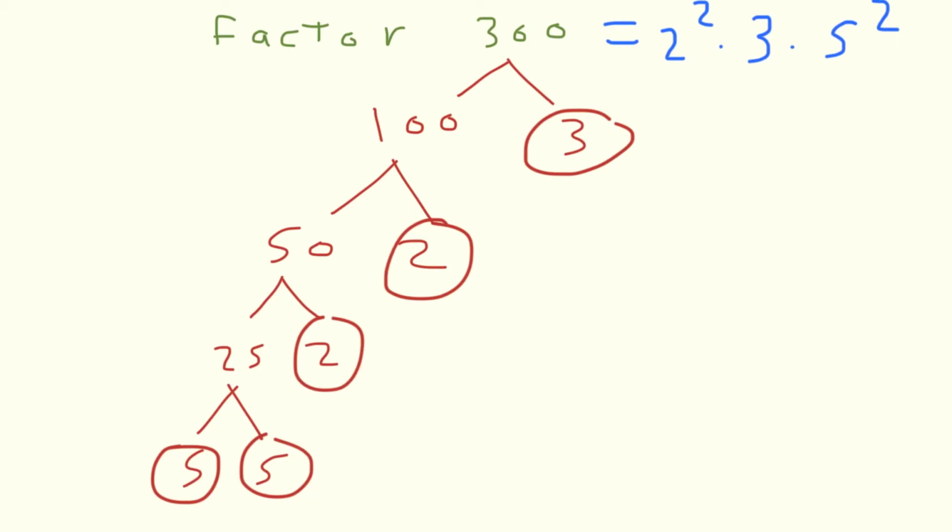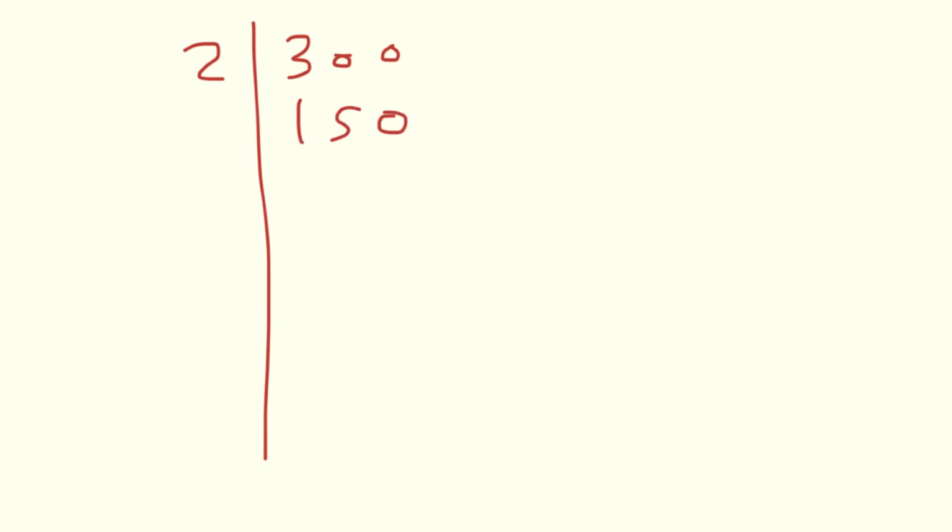Someone might say, no, I don't want this, I want an order from the beginning. So that's another option. You can think of 300 like this. You have 300, and you divide by the first prime number. What is the first prime number? 2. When you divide by 2, you get 150. Then you try 2 again and get 75. Can you divide by 2 again? No, because 75 is not an even number, so it's not going to work.